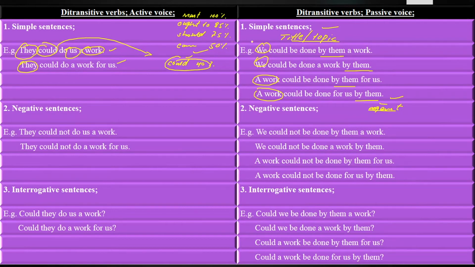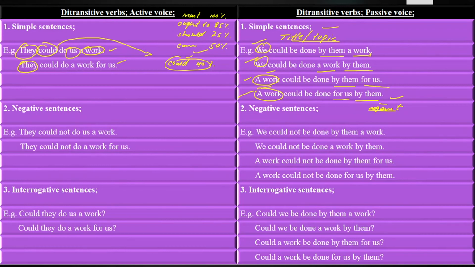In first and second sentence we are talking about we, and in third and fourth sentence we are talking about work. And when us changes into place of subject we, so by them comes at the beginning, work at the end, a work at the beginning, by them at the end. And when you bring a work at the beginning, so by them in place of subject, by them comes at the beginning, for us at the end, for us at the beginning, by them at the end. So sentences which will be changed in this way.